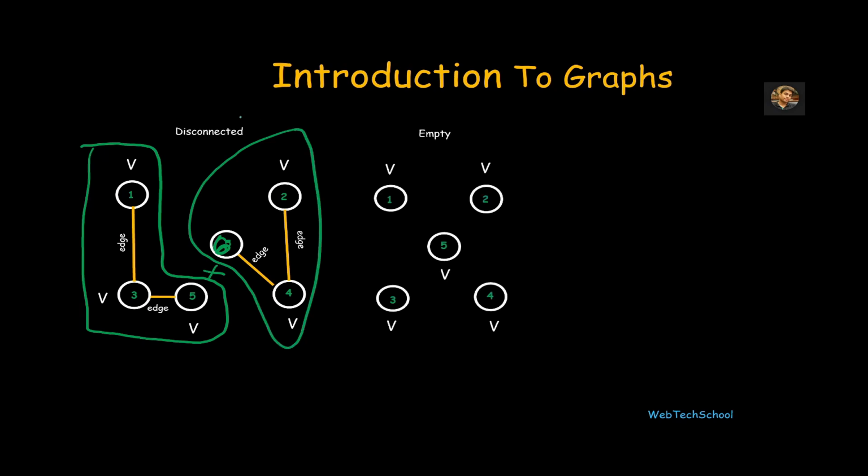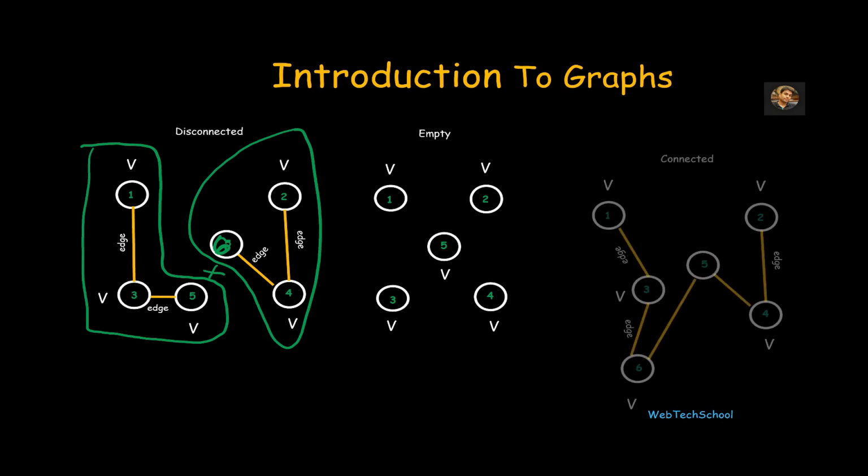Next is an empty graph. A graph is said to be empty if the number of edges in that graph is 0. So this is an example of a 5 vertex graph, but there are no edges connecting the different vertices. So this is an example of an empty graph.